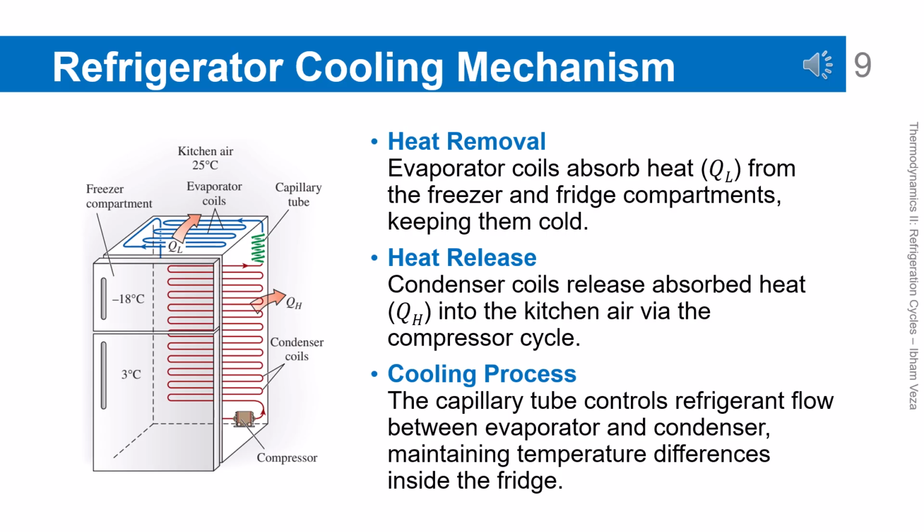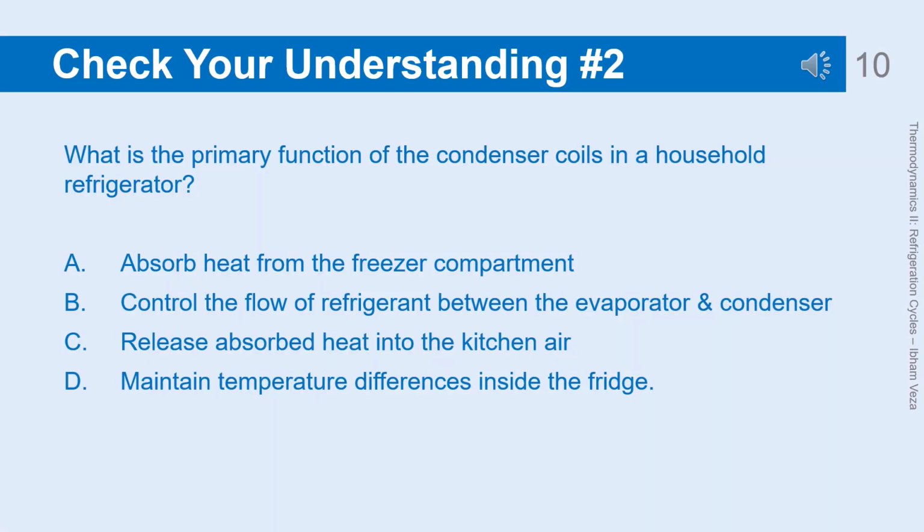The capillary tube controls the refrigerant flow to create the required pressure difference for expansion. This entire process runs continuously as long as the compressor operates. Answer C. Release absorbed heat into the kitchen air.